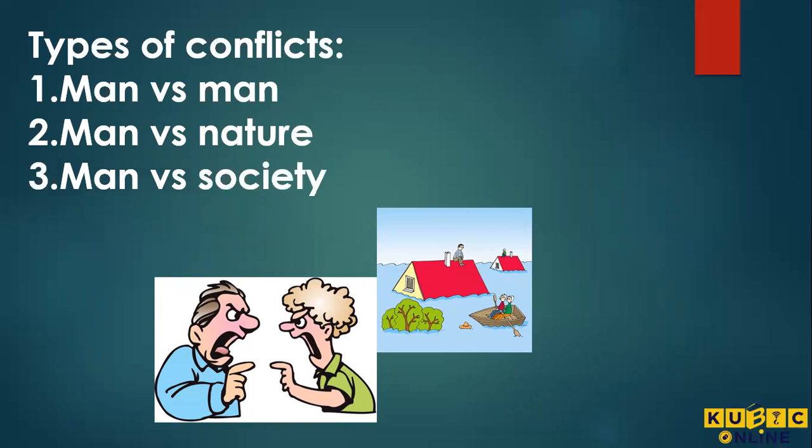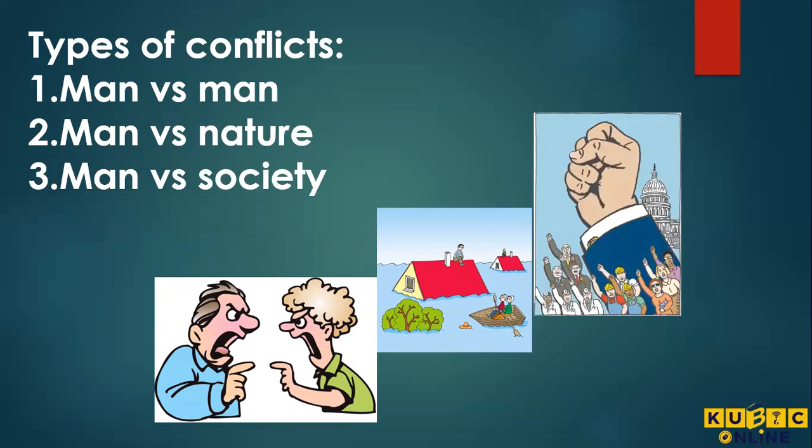Then we have man and society, where one person is trying to bring about changes and the society is not agreeing to it, or the society wants to bring about changes and maybe somebody really big and powerful is not allowing it. So that's something that you can bring in your story too. Bringing a social message in your story and trying to show how you overcame would be a good concept too.